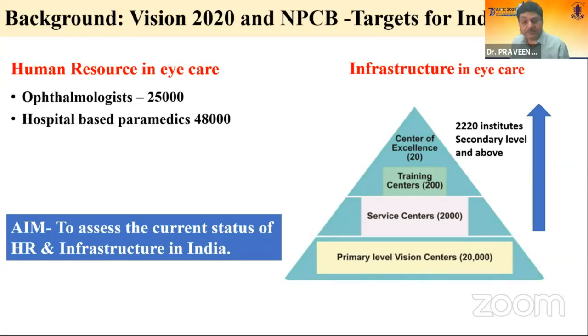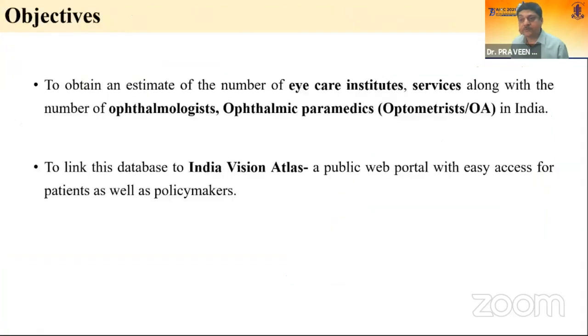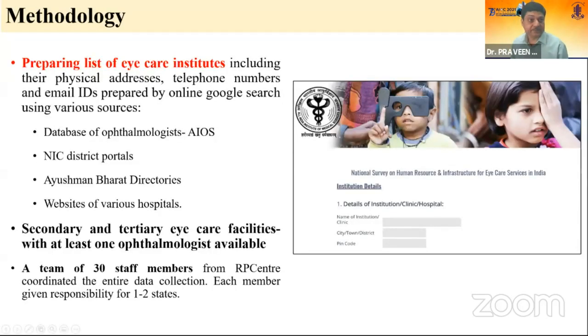So the aim of this study is to assess the current status of human resource and infrastructure in the country. The objective was to obtain the estimated number of eye care institutes and services, along with the number of ophthalmologists and ophthalmic paramedics in the country, and also to link this database to India Vision Atlas as a public web portal with easy access for patients as well as policymakers.